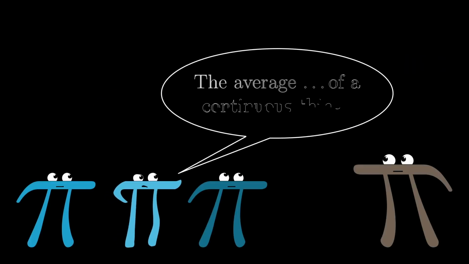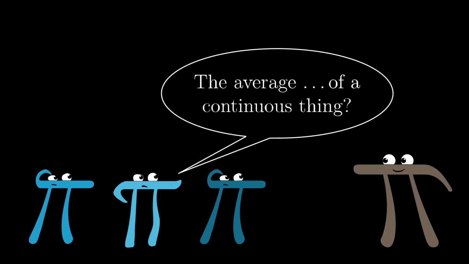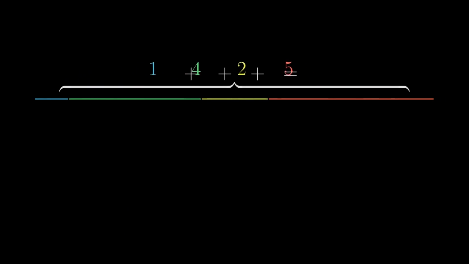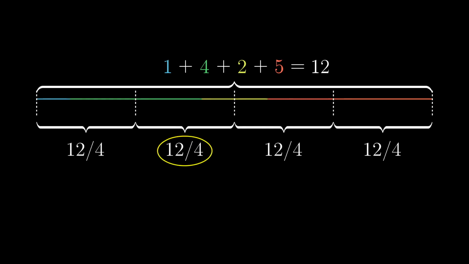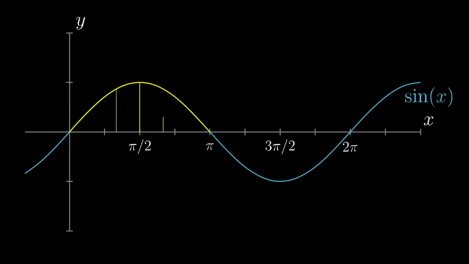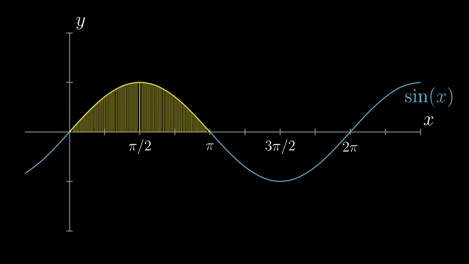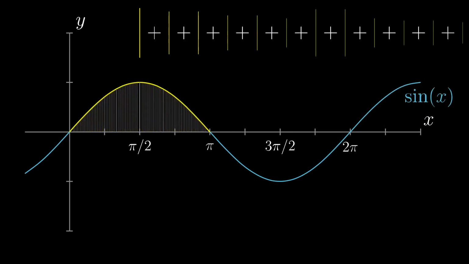It's kind of a weird question to think about though, isn't it? The average of a continuous variable. Usually with averages we think of a finite number of variables, where you can add them all up and divide that sum by how many there are. But there are infinitely many values of sine of x between 0 and pi, and it's not like we can just add up all of those numbers and divide by infinity.